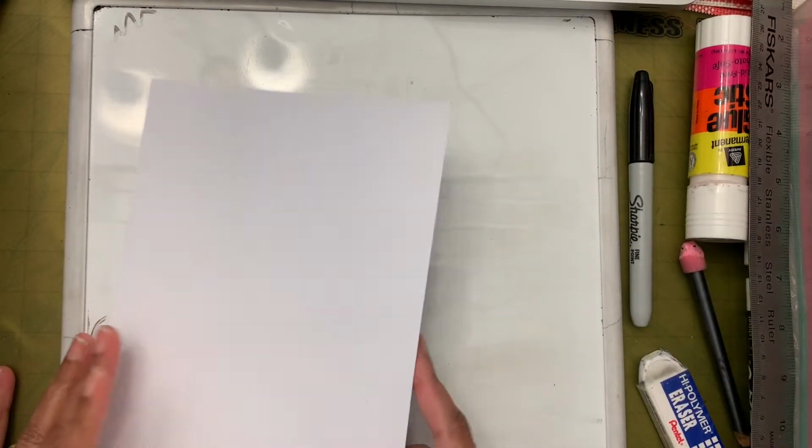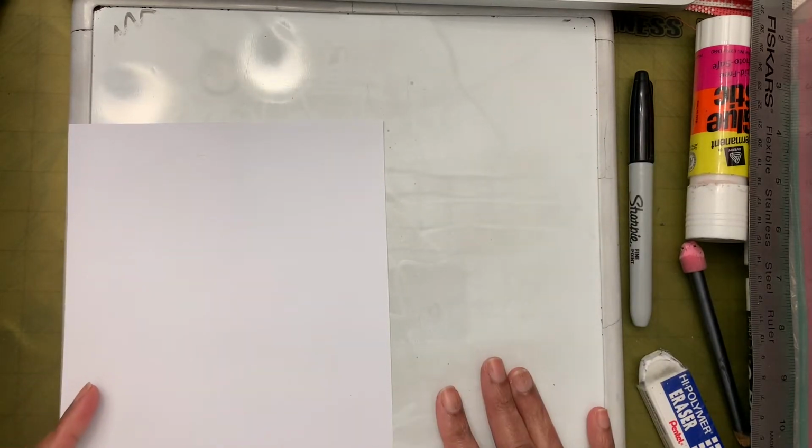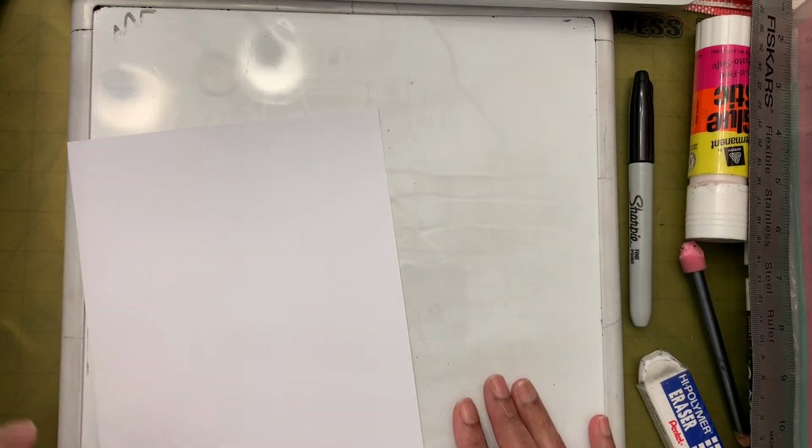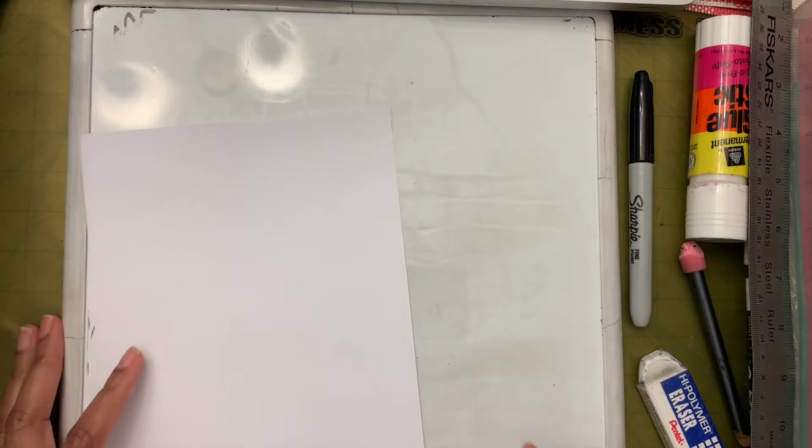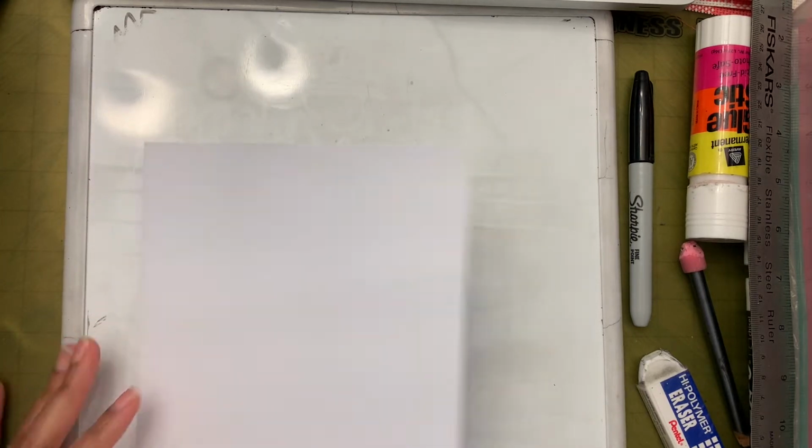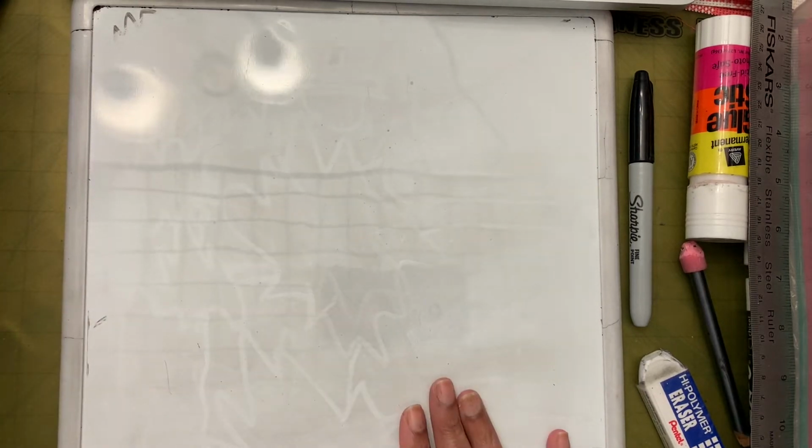I have half a sheet of paper. Okay, so these are the supplies that we need. Because we are using watercolor, we also need some water to paint with. I also have my whiteboard.